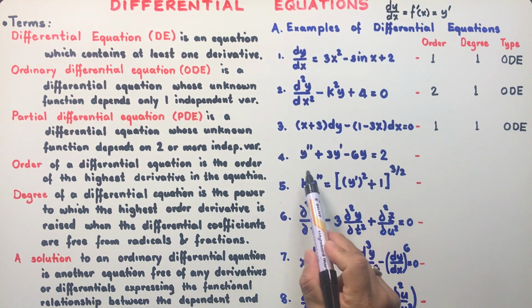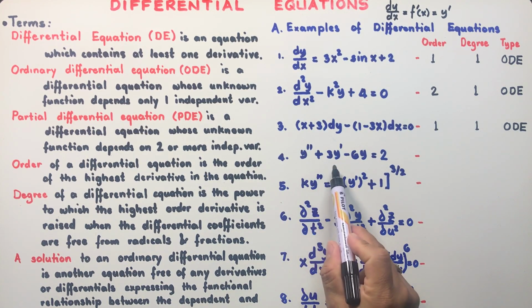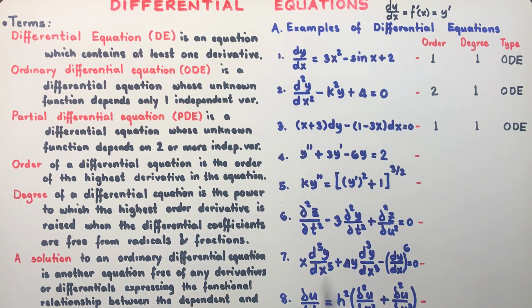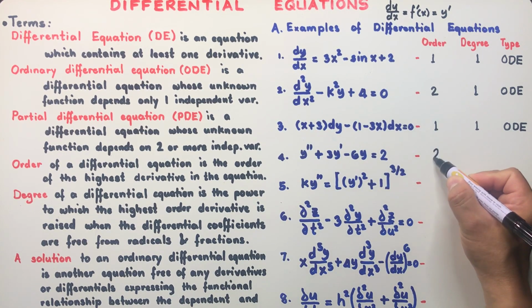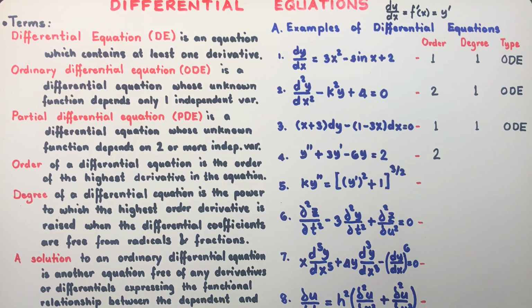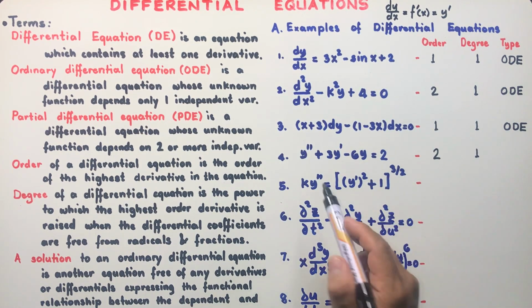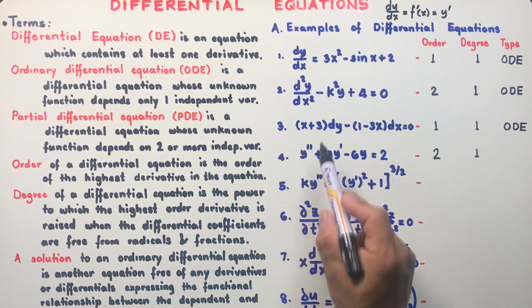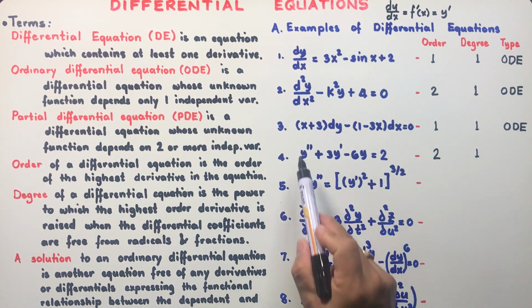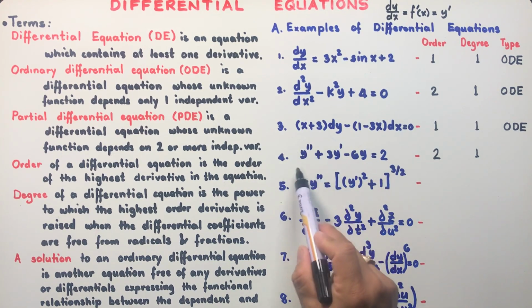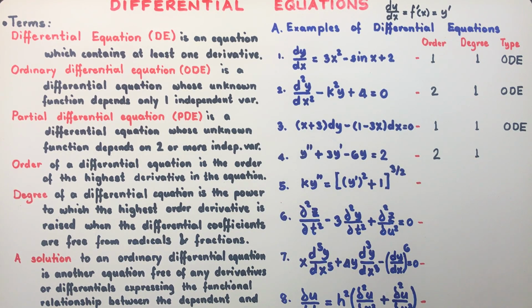So number 4, y double prime plus 3y prime minus 6y is equal to 2. And what is the order of the differential equation? The order is 2. And what is the degree of this differential equation? The degree is also 1 here because this y double prime is being raised to an exponent of 1. And you cannot see an exponent of 1, but it is understood to have an exponent of 1. And this is another example of an ordinary differential equation.